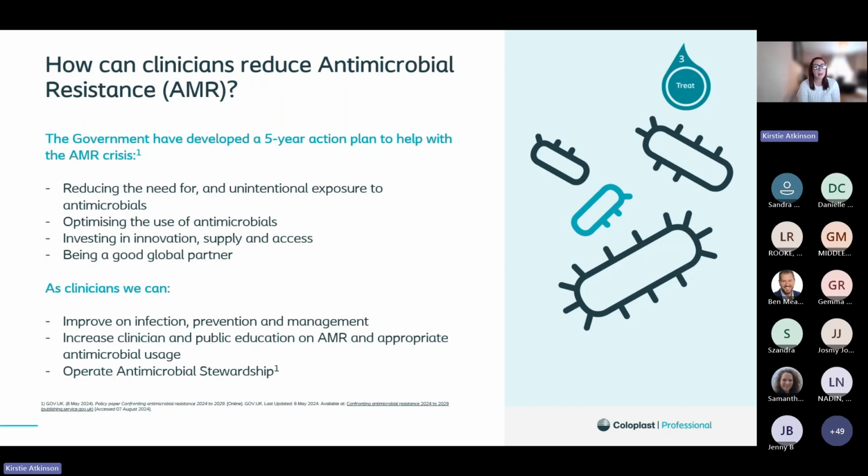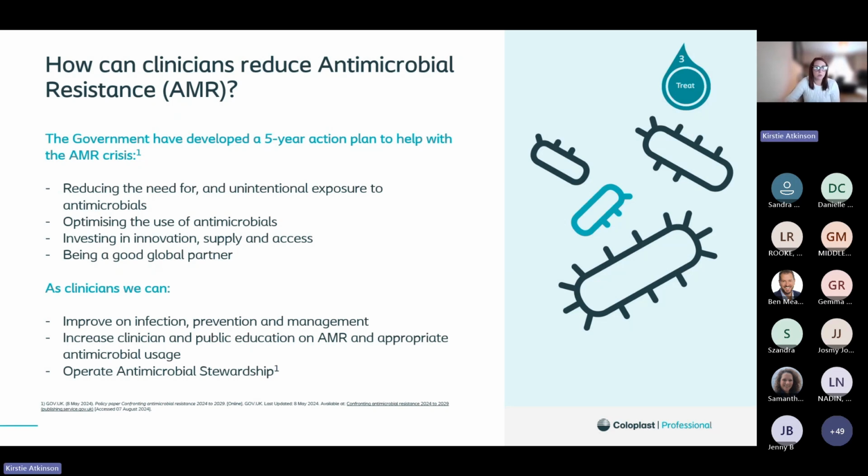And that 5-year action plan is to reduce the need and the unintentional exposure of antimicrobials. So it's only using them when you need to. It's optimising the use of antimicrobials. The government are investing in innovation, supply and access, and they're being a good global partner. So they're sharing their successes, but also their fails with other people that are involved in the initiative, so that we can all learn from each other.